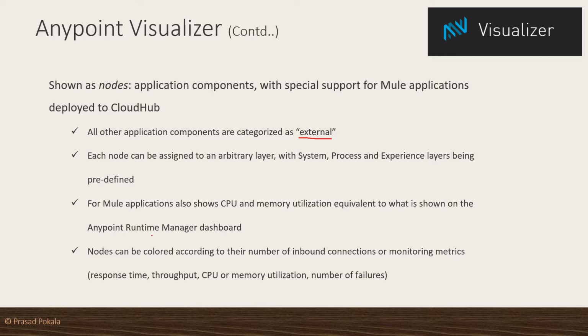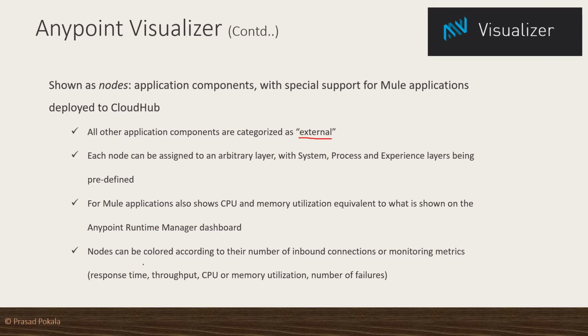Apart from this, it also shows the CPU and memory utilizations of those Mule applications, which is similar to what you can see on the Anypoint Runtime Manager dashboard. Even in the Anypoint Runtime Manager, if you access the Mule application in that portal, we have an option called dashboard, and from there we can see the CPU and memory utilization, right? The same thing is brought into Visualizer, so that in a single place you can see all this graph rendering along with each application's CPU and memory utilization. Here it's a single view where you can click on each node and see the details, whereas in Runtime Manager you have to click on every individual application, enter into it, click on dashboard and then see the details. So this is a more holistic view you get from the visualizer.